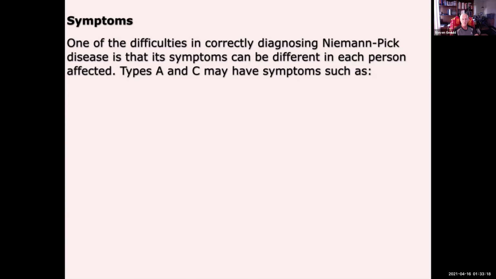Types A and C may have symptoms of Niemann-Pick disease such as an enlarged liver. One of the storage places is the liver. The liver gets extra fat in it, it's going to start getting enlarged, and it's not going to function. Brain damage, like we said, starts in the brain and is going to affect different areas.